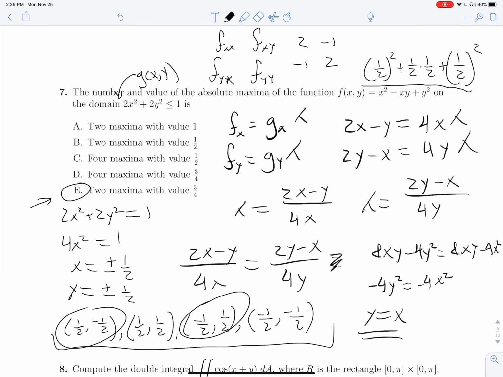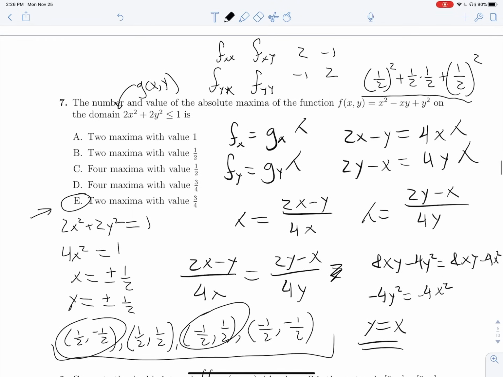We found that 2 of them were maxima, but we also have to use the fact that this is less than or equal to 1. So this is actually a solid disk right here. So we had to use the second derivative test to look at the center of this disk, and we did that by making this matrix that we know that we have to use, and it turns out that matrix is just made out of constants.